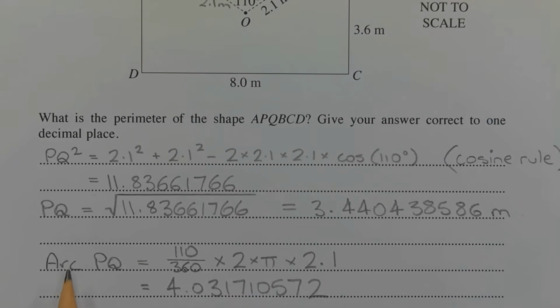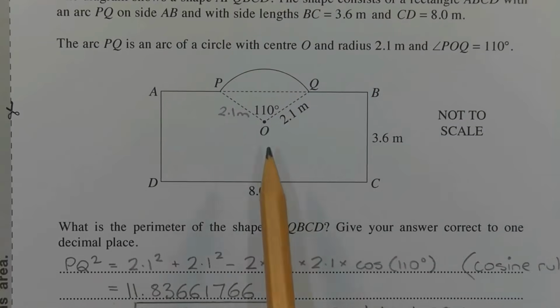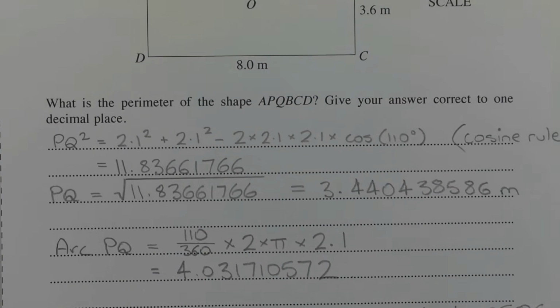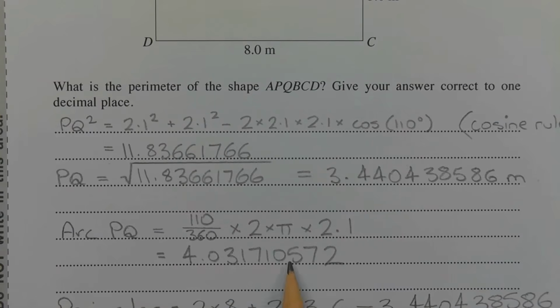Now to find the length of arc PQ, we use the arc length formula. That is theta over 360 times 2 times pi times the radius. So 110 over 360, since there are 360 degrees in a full circle. So this gives us the fraction of the full circle that is represented by arc PQ. Multiply that by 2 times pi times the radius 2.1, and that equals 4.031710572.